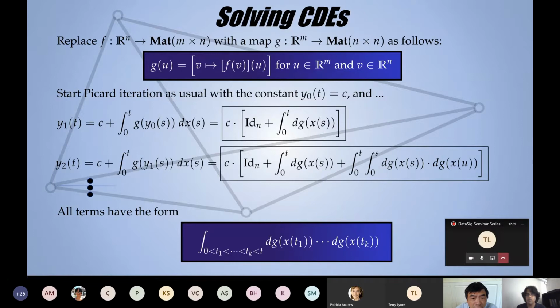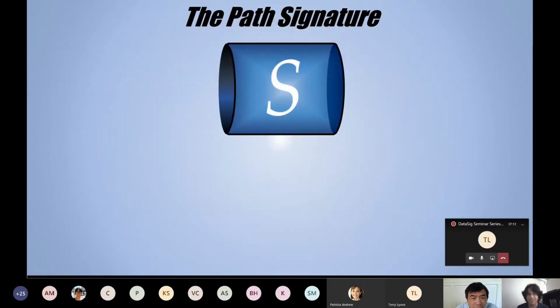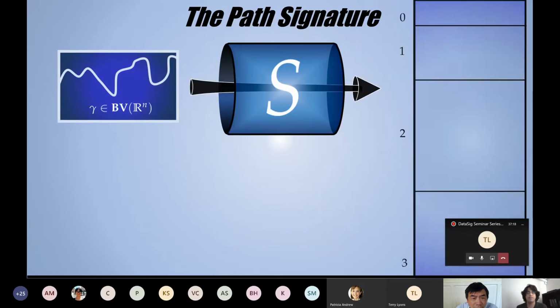I guess I'm preaching to the choir, but I will tell you what the definition is anyway. The path signature is what you get when you take in a path and you spit out this object which is graded, and in the 0th level of the grading, you just have 1.